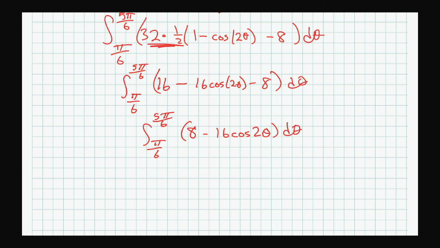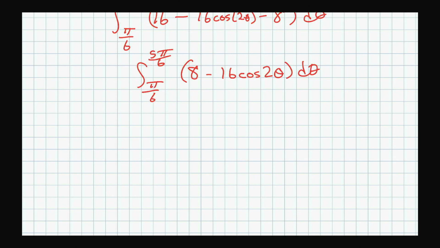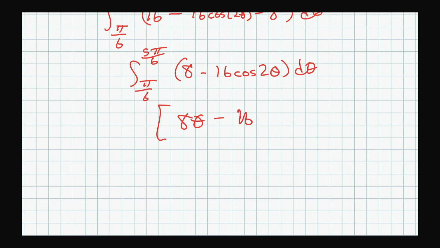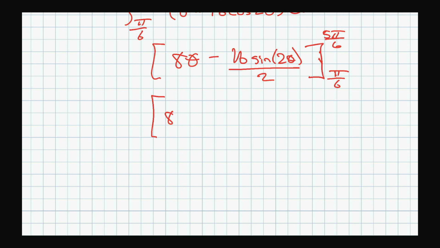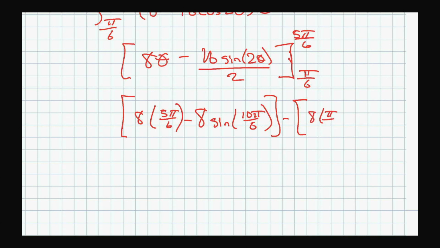All right. Great. So integrate. 8 theta minus the antiderivative of 16 cosine 2 theta, which is going to be 16 sine 2 theta over 2, from pi over 6 to 5 pi over 6. So we get 8 times 5 pi over 6 minus 8 sine 10 pi over 6, because we're multiplying by 2, minus 8 pi over 6 minus 8 sine 2 pi over 6, which is pi over 3.